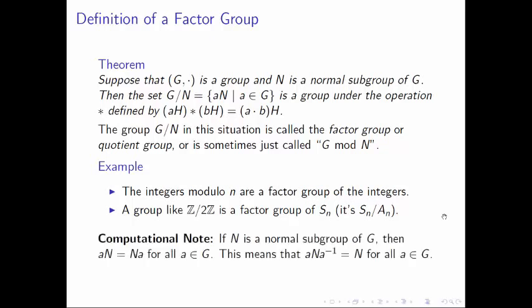Just as a computational note here, if N happens to be a normal subgroup of G, then left cosets are equal to right cosets for all a in G. That's our definition. What's often computationally more helpful is to use this alternative and equivalent condition, that a subgroup N is normal in G if and only if aNa inverse is equal to N for all a in G.